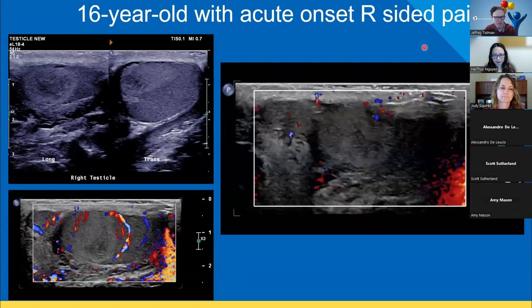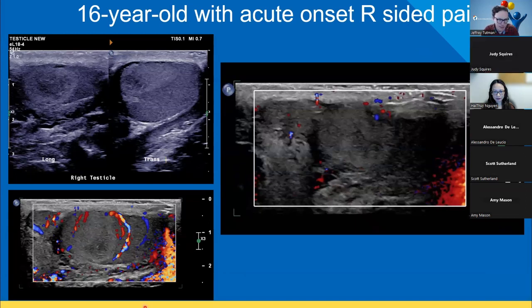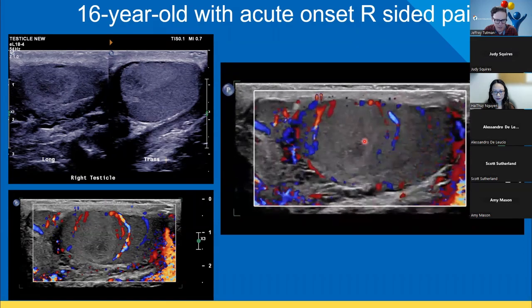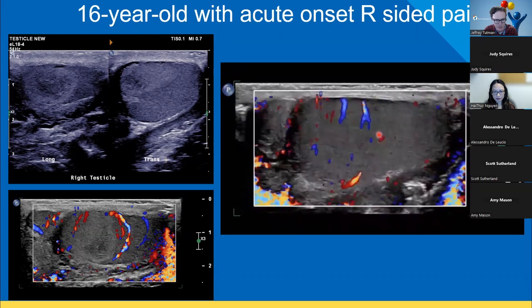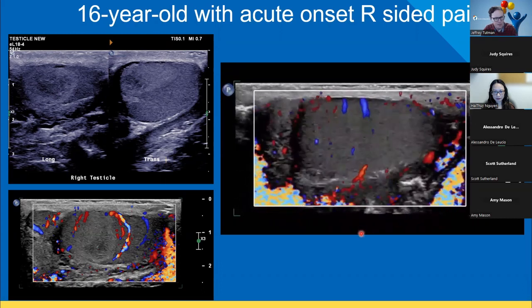All right, next case. This is a 16-year-old that came in with acute onset of right-sided pain. In our grayscale images on the top left, we can see there's a discrete area. It's very well defined, mostly echogenic, but with some areas of decreased echogenicity centrally. In our color image, we can see there's some color flow along the periphery of it, but nothing internal. As I play through the cine clip, again, we can see no internal vascularity associated with this region. So this is a case of a segmental infarction.